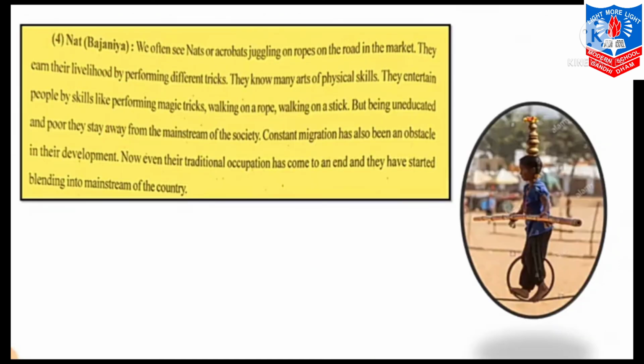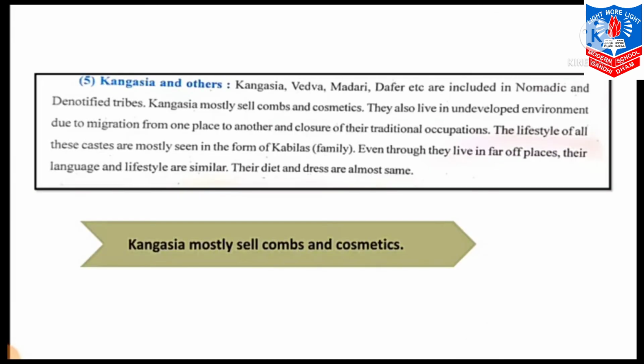The Maldari women and men of Kutch spin wool of sheep and hair of goat for their livelihood. Now, the fourth one is Nats, that is Bajania, or we can also say acrobat people. Nats, or acrobats, know many arts of physical skills. They entertain people by skills like performing magic tricks, walking on a rope, walking on a stick, and other physical skills. Being uneducated and poor, they stay away from the mainstream of society. The fifth one is Kangasia and others.